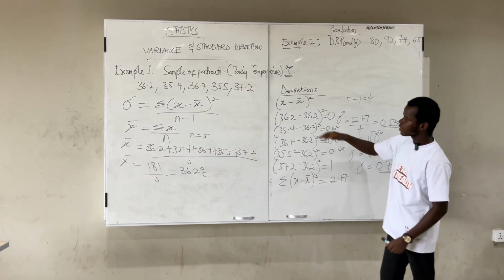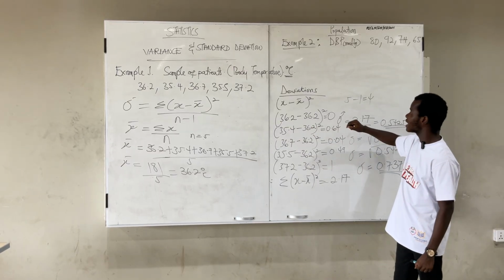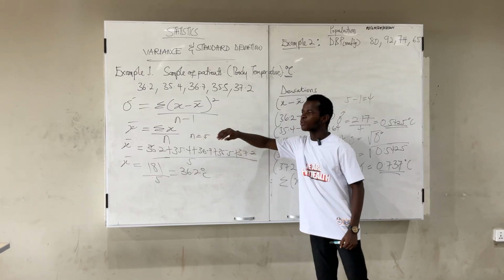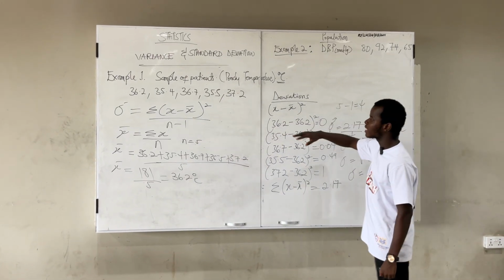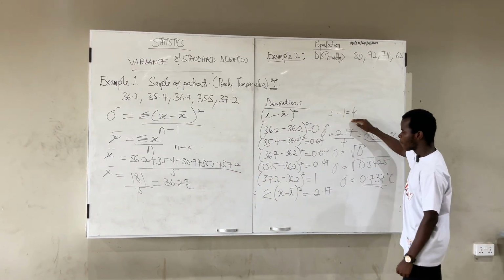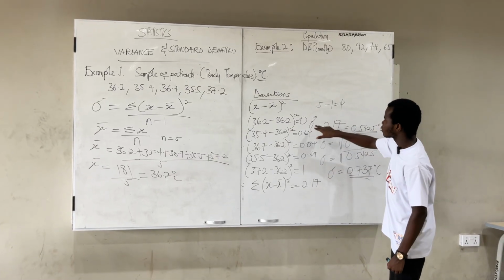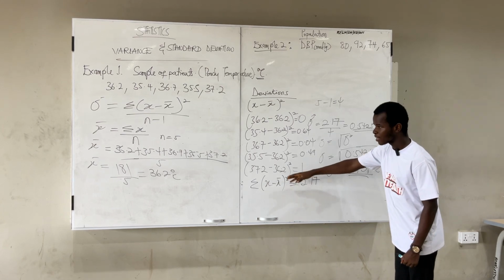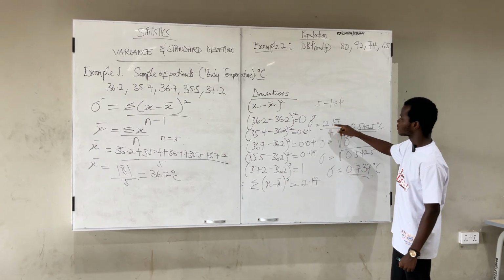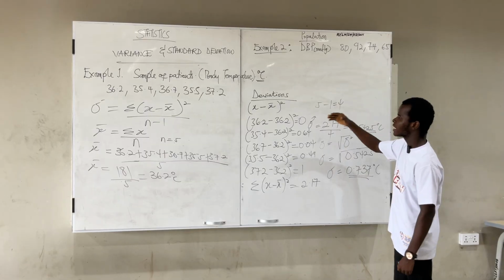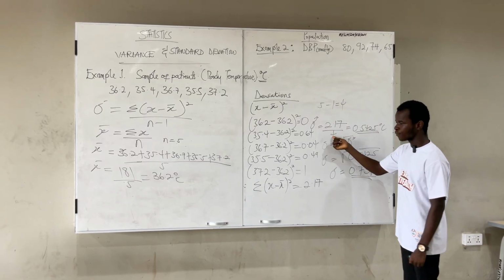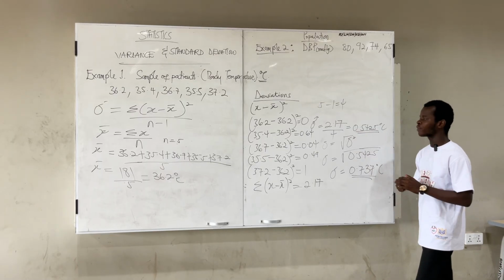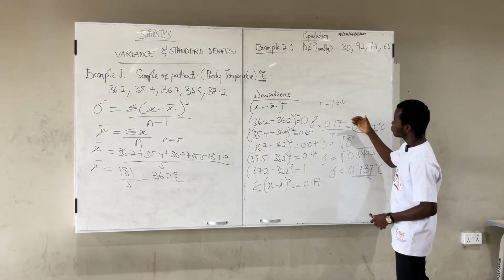And then we have the observations, which is n, to be 5. But in the formula, you are supposed to subtract 1 from it when you're calculating for sample data. So when you subtract 1 from it, you get 4. So then you put it in the formula. Variance is equal to the summation of the deviations, which is 2.17, divided by the number of observations minus 1, which is 4. And you compute it, you get 0.5425 in degrees Celsius.